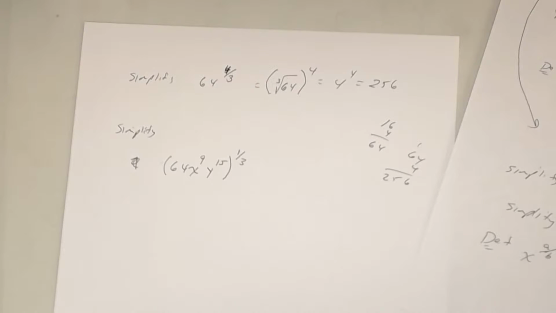What do you want to do? It would be 4x to the 3rd and y to the 5th. I mean, it's 4x to the 3rd, y to the 5th. Right, but in your mind, you're basically saying the cube root of that, right? That's what you're saying.